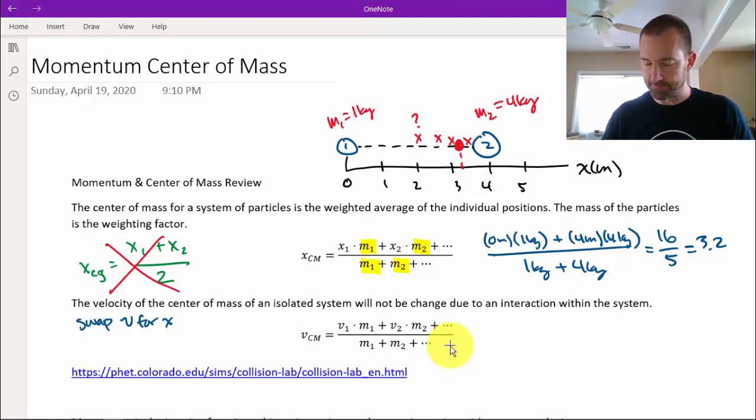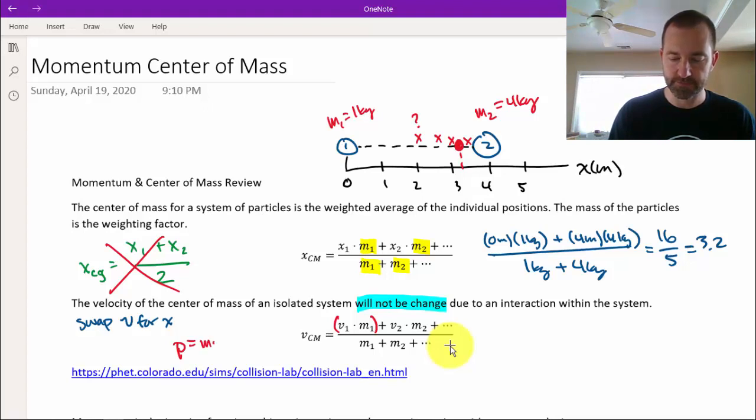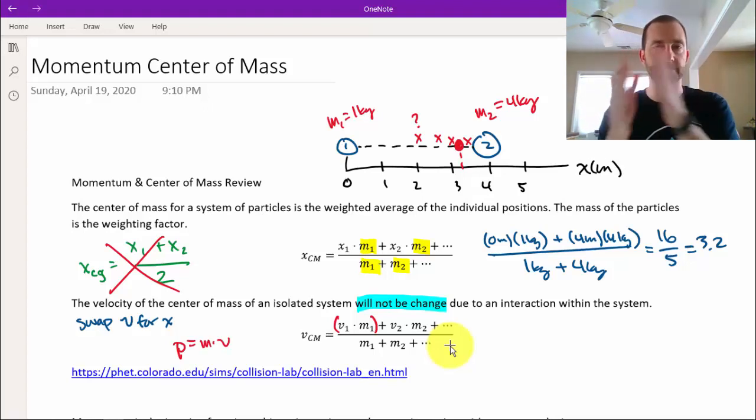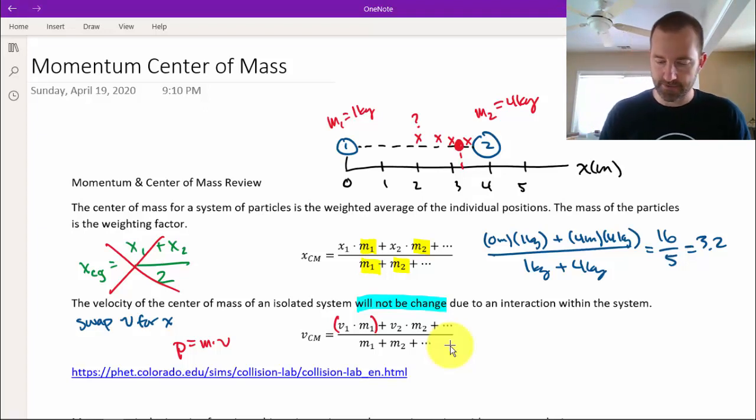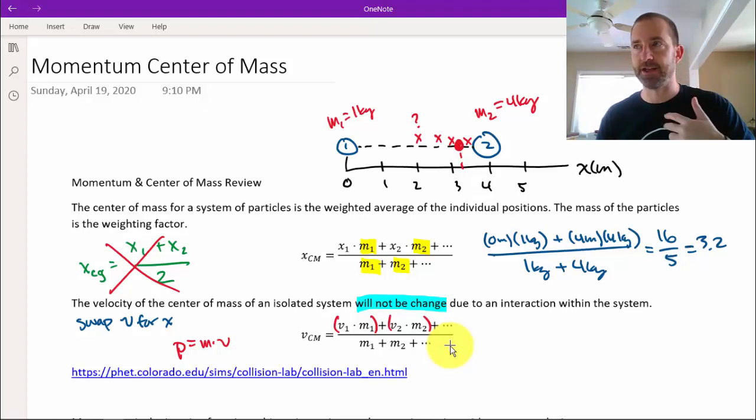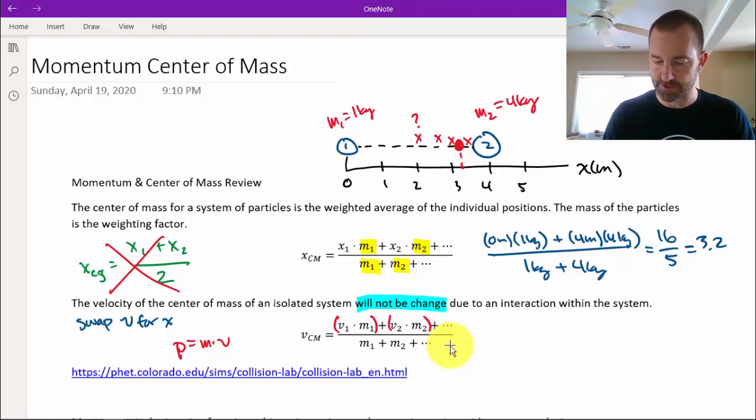Well, the big idea here is that the center of mass velocity does not change. It stays constant. So let's take a look at why. On this equation, on the top, instead of x times m, we have v times m. Well, momentum is the same thing. It's m times v, v times m. You swap them around. So that's the momentum of object 1. Then we have v2 times m2. That's the momentum of object 2. And I have the sum of the momenta of the objects all divided by their total mass. Well, this right here is just total momentum.